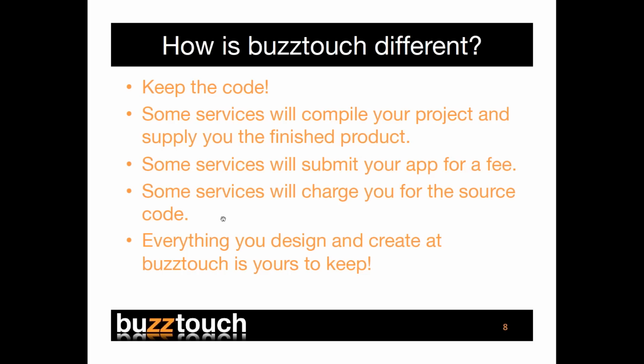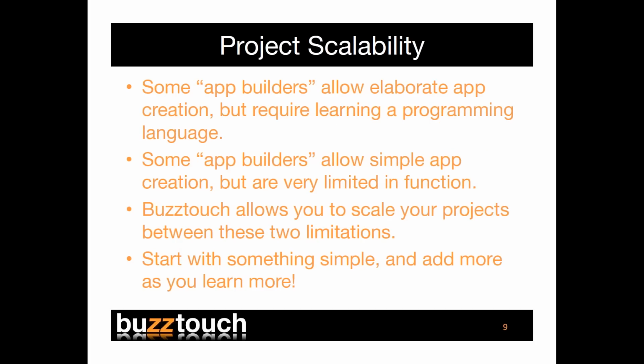So the bullets there say some services will compile your project and supply the finished product. That's one of the more common solutions that I see, where you pay a monthly or yearly service to some kind of app making software, and you put the thing all together and hit download and it compiles it for you, and then you can submit it, but you can't ever go back in and reverse engineer it or make some tweaks to it if you wanted to. Some services will submit the app for a fee, so they don't even let you download anything. They just say, pay us another $50 or whatever it is, and we're going to submit it on your behalf.